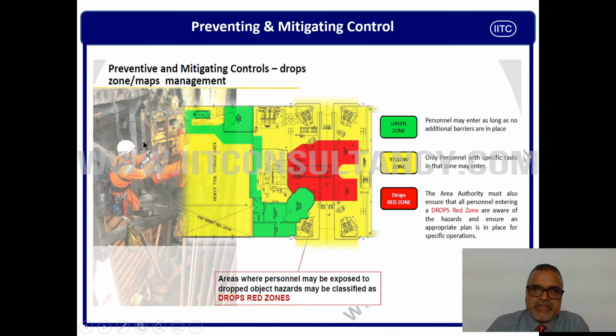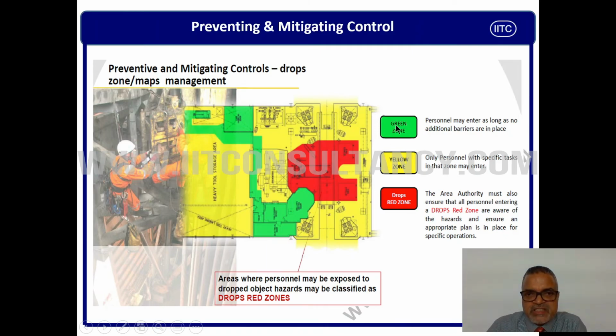Guys, in prevention and mitigation control, we also sometimes prepare a drop object zone or map. This is nothing but taking the layout of your plant and doing a hazard hunting. Based on the hazard hunting, the frequency and the activity, you need to make it green, yellow and red.